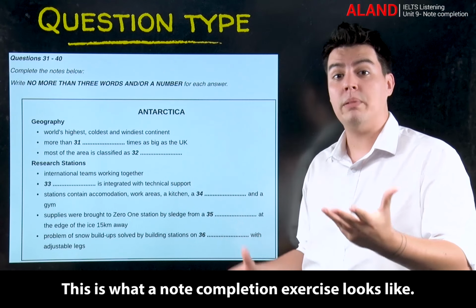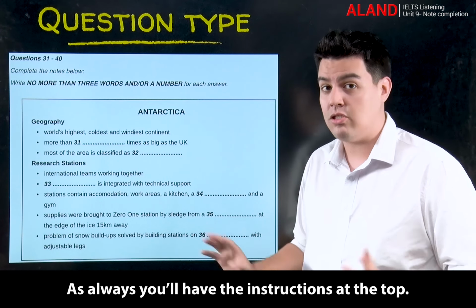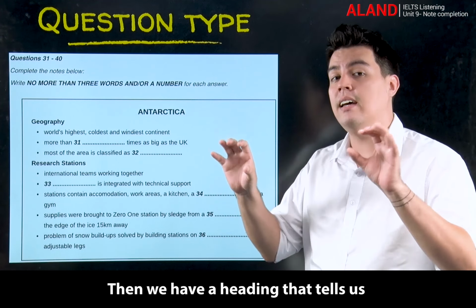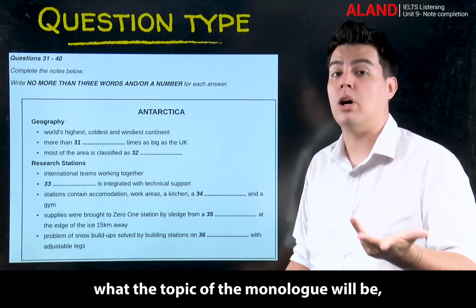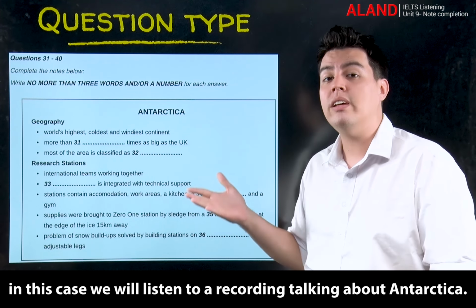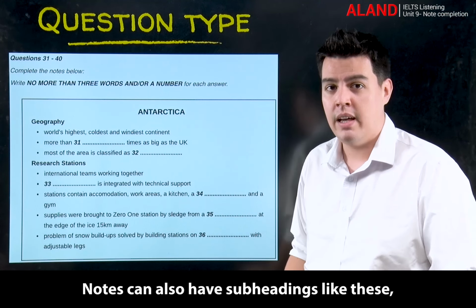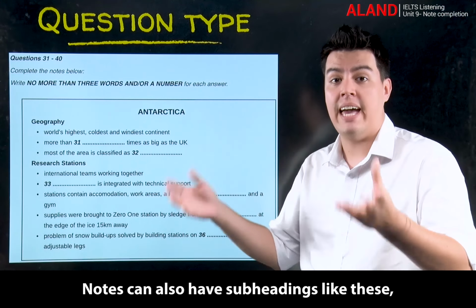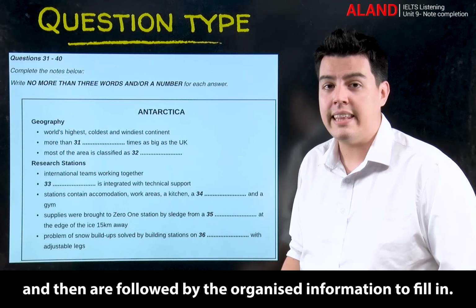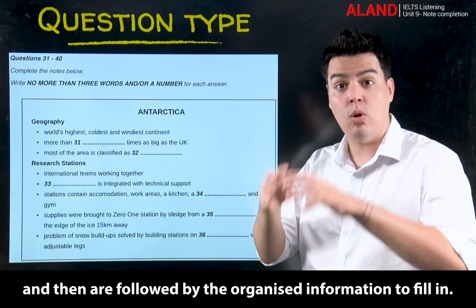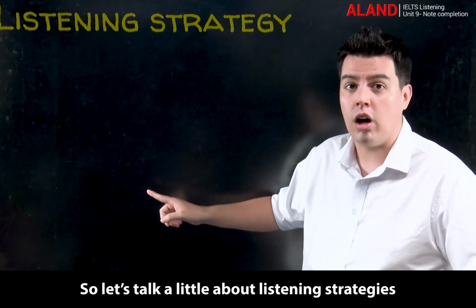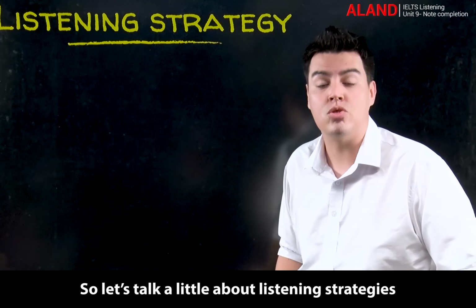This is what a note completion exercise looks like. As always, you'll have the instructions at the top, and then we have a heading that tells us what the topic of the monologue will be. In this case, we will listen to a recording talking about Antarctica. Notes can also have subheadings like these, geography and research stations, and then are followed by the organized information to fill in. So, let's talk a little about listening strategies.